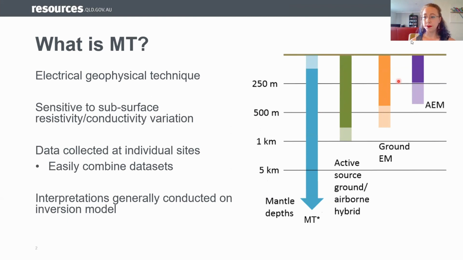If I think about the other kinds of electrical geophysics that we deal with, airborne EM, ground and hybrid-based EM systems, we're not going to get penetration down past about 1 kilometre in Australia. But with MT, we can look down several kilometres, even down into the mantle, depending on how we acquire our data. So it's really the only technique we have in the electrical geophysical space to understand what's going on in the deep crust. Magnetotelluric data is sensitive to subsurface electrical conductivity variation.